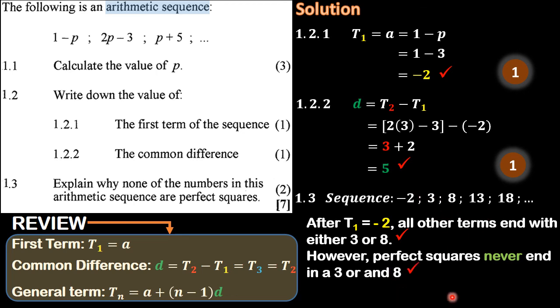And you also get a mark for your knowledge of perfect squares. Okay? So saying there is no perfect square that will end with a 3 or an 8, then you get a mark for that. Okay? So this is your 2 marks, for your reasoning and for your observation. And then 2 plus 1 is 4 plus the previous 3 for 1.1 is 7 marks. 7 marks is a lot of marks, ladies and gentlemen. I hope you understand. Okay.